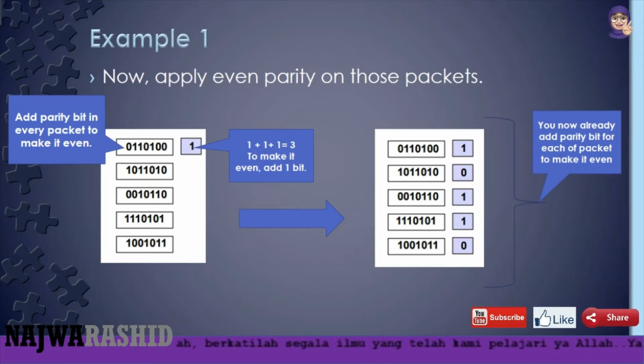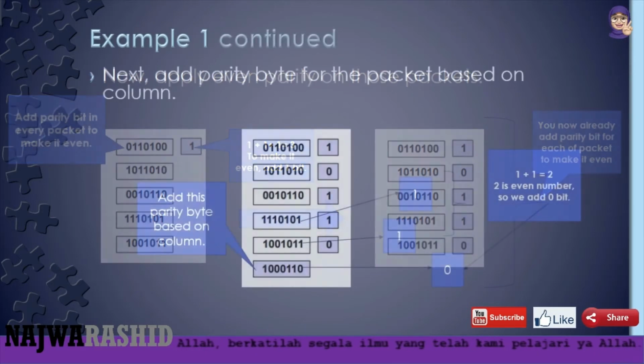And then 1 plus 1 plus 1 plus 1 plus 1 equals 5. 5 is odd, so we add an extra bit equal to 1, so it equals 6. Now 6 is an even number. And for this part, 1 plus 1 plus 1 plus 1 equals 4, so the extra bit is 0. So now you have a set of data with the extra parity bits.